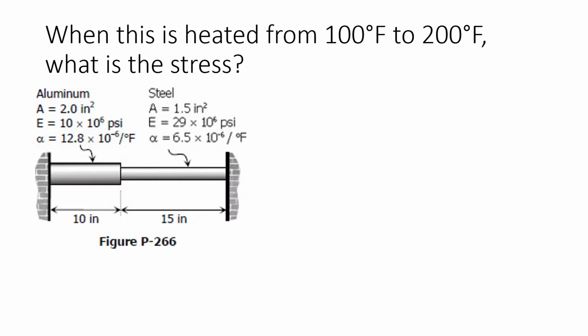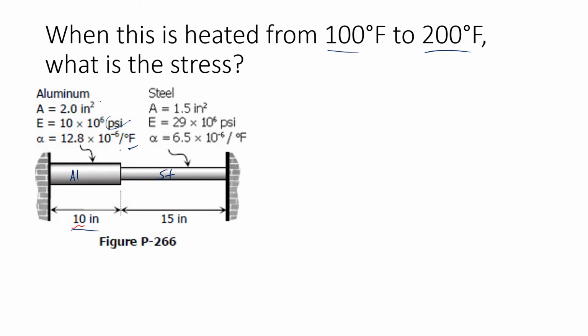Let's get into one of them. Maybe that'll help you out, hopefully. This is heated from 100 to 200 degrees Fahrenheit. What's the stress? I know, Fahrenheit, but we're okay. It gives us everything in English units here. Go America. So we've got aluminum over here. Aluminum's 10 long. We have an A, an E, an alpha, and we have steel over here. Steel is 15 long, and it's got some different values. So we're going to have to figure out some calculations here. We're going to be double dipping, one side from the aluminum, one side from the steel for each one. Let's try to keep it color coded here.